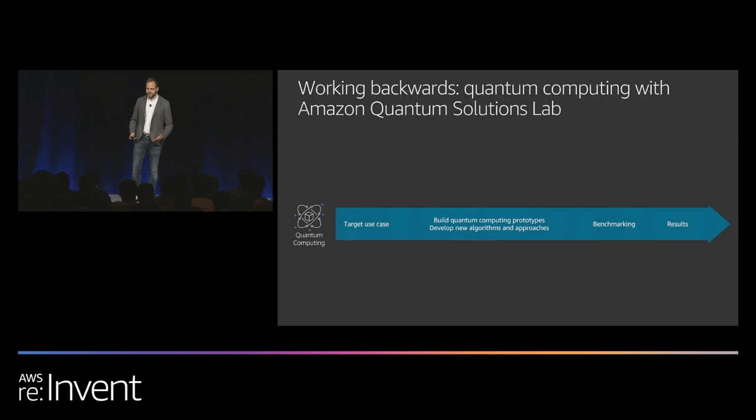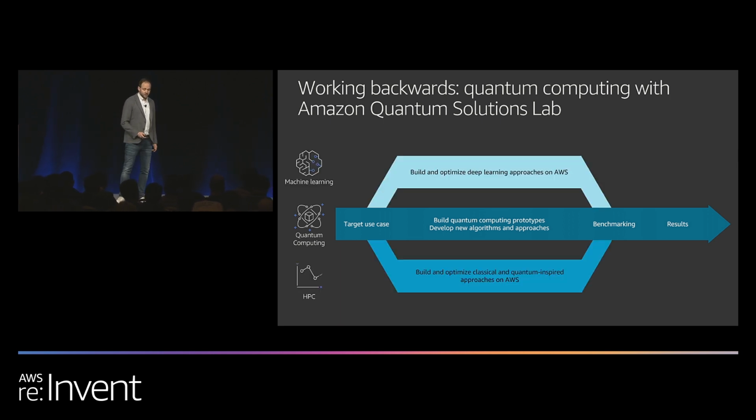How that works in practice is that our teams would help you identify the most promising near-term applications of quantum computing and use cases for your business and build a collaborative project plan around it. We'll then work alongside you to research and develop new algorithms and approaches and build prototypes on Amazon Braket. But in parallel, we will also explore and develop cutting-edge classical approaches to the very same target problems and optimize and deploy them on AWS. As I mentioned before, that includes machine learning. It also includes classical and quantum-inspired methodologies on HPC.